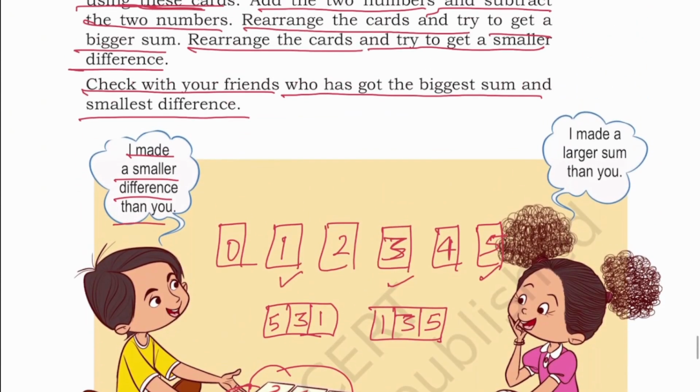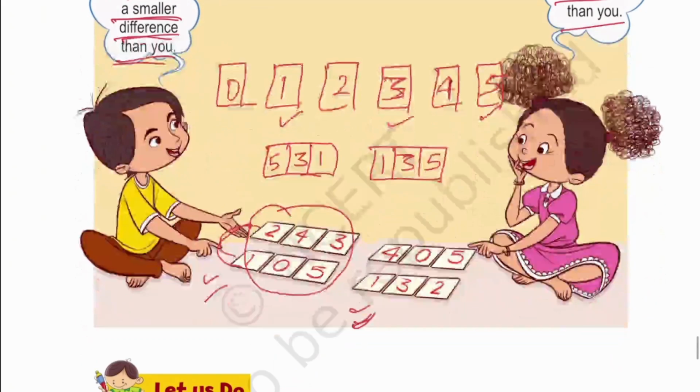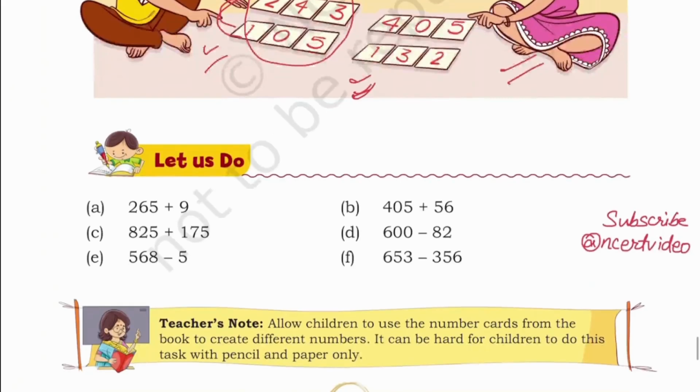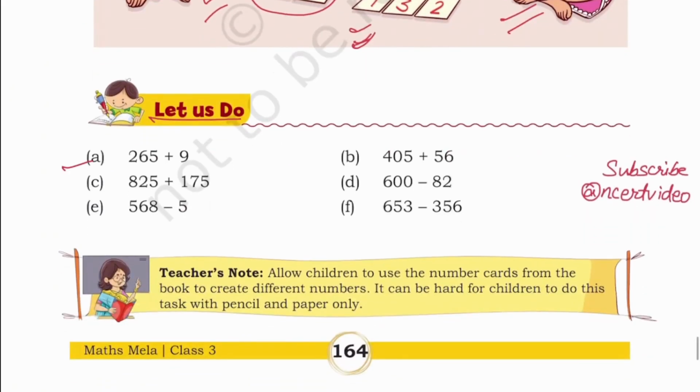I made a smaller difference than you. I made a larger sum than you. This girl says. Let us do A. 265 plus 9 is equal to 274. B. 405 plus 56, that is 461. Similarly, 825 plus 175 will give you 1000.